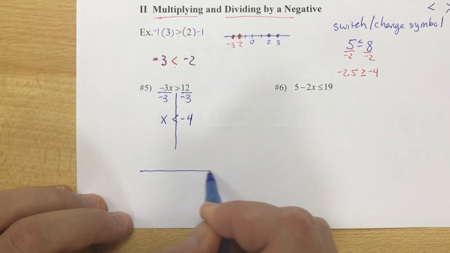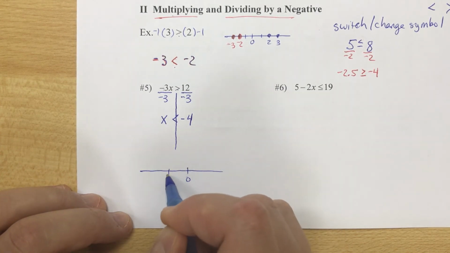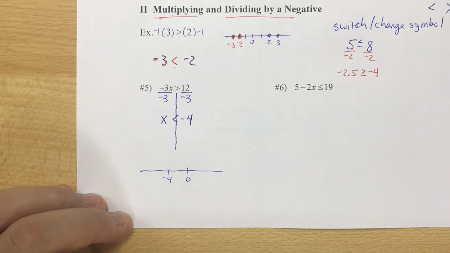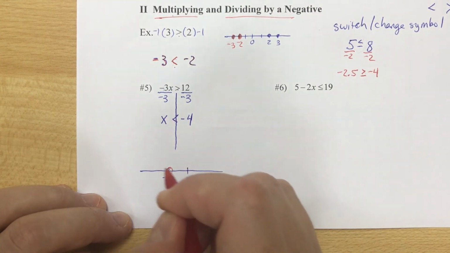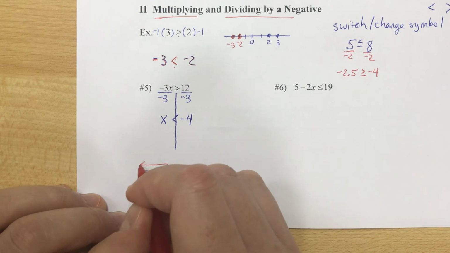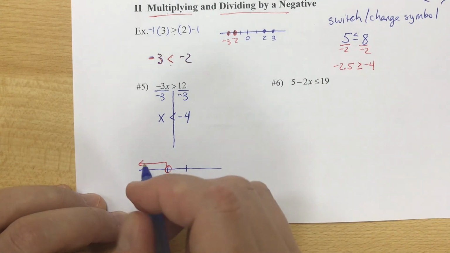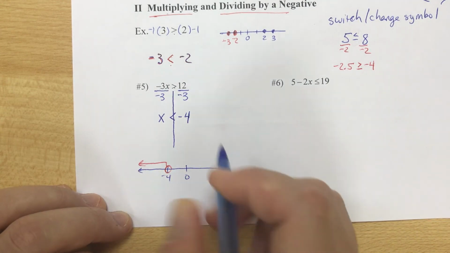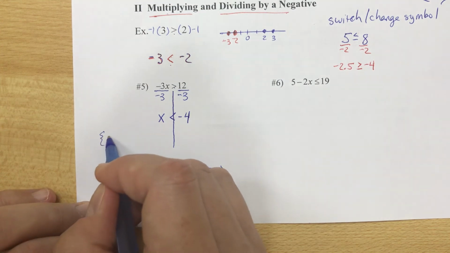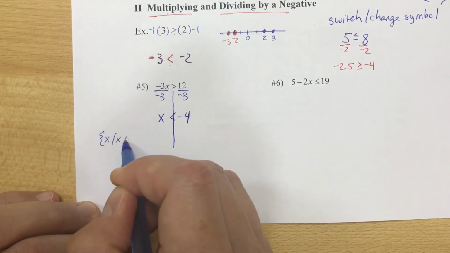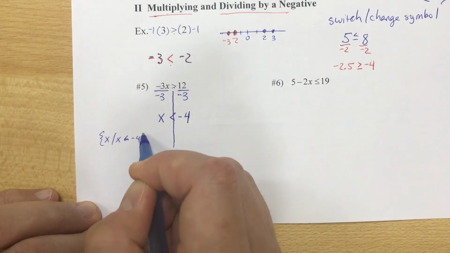So here's 0, here's negative 4. It's open. Less than goes to the left. If I was going to write the solution set, it would be the set of x's such that x is less than negative 4.